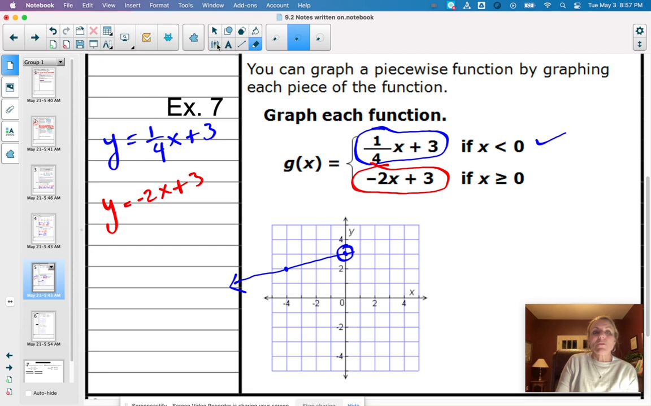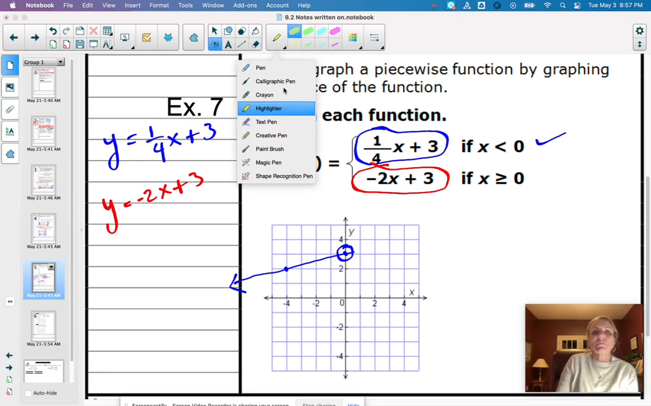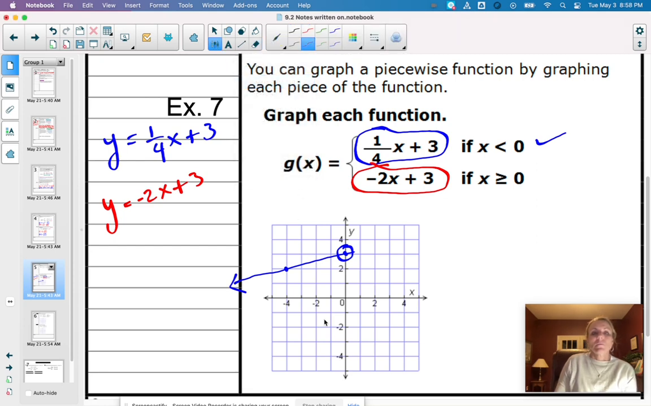Now let's graph the red line. Y-intercept is 3 and the slope is -2. Down 2, to the right 1, down 2, to the right 1, down 2, or up 2 to the left 1.